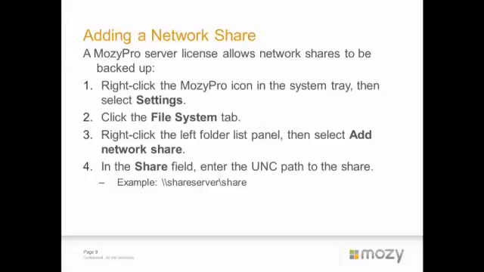If you have a server license, you also have the ability to add a network share to be backed up as well. You simply go to the File System tab, right-click on the left-hand pane, and click Add Network Share, then put in the credentials as prompted to back that up. You must have a MozyPro server license in order for this to work. However, you can back up machines in a remote location, or that you have access to from the machine that you have the MozyPro server software installed on, if you so choose.